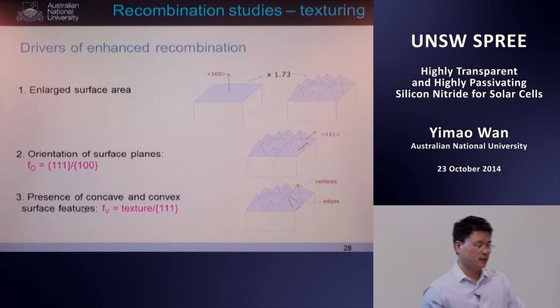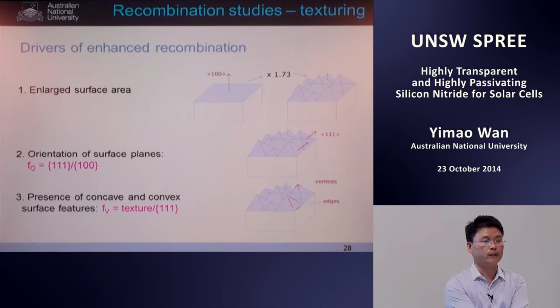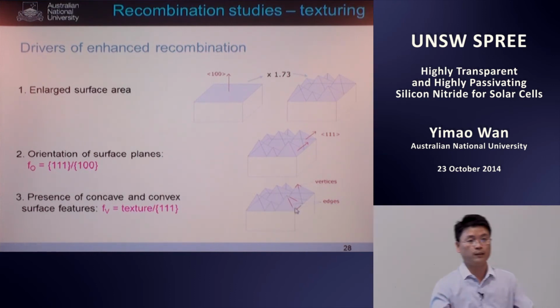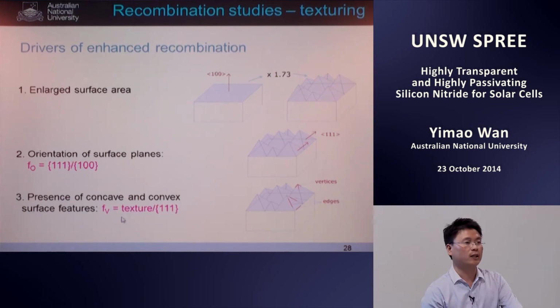And the third factor or contribution is the presence of the concave or convex features of the texture. Like in this case, the pyramids, we have vertices or edges associated with the pyramids. And we denote this factor as FV, by comparing the recombination at the texture to the recombination at the planar 111.